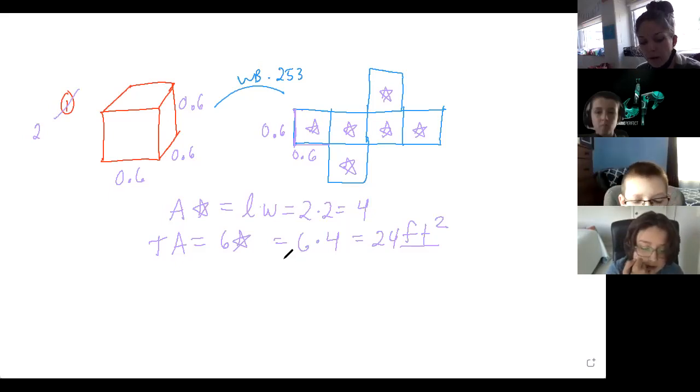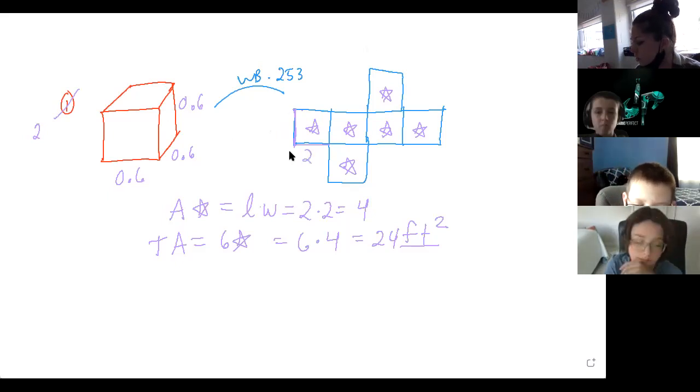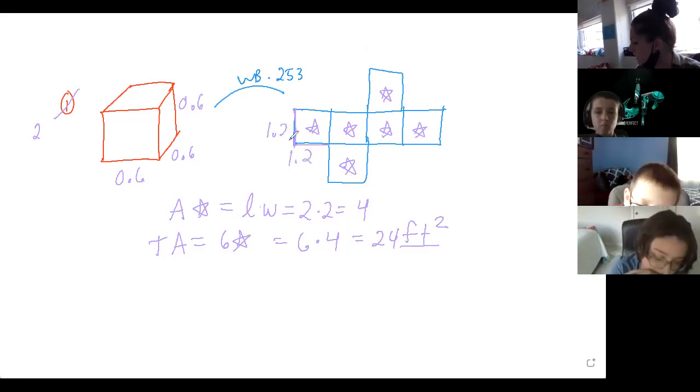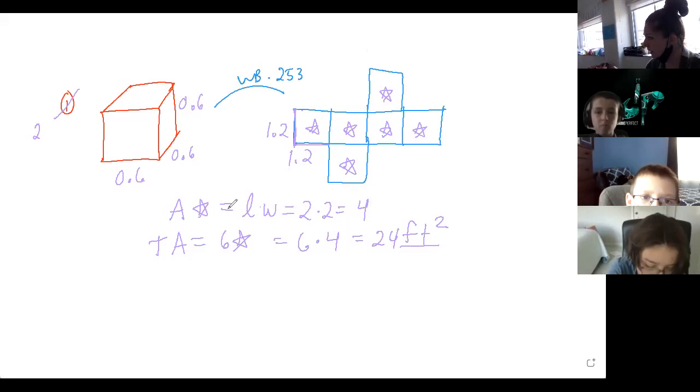Good? What about for number 5? What do the dimensions change to for number 5? They change to 1.2. So same exact procedure. It's a cube. Unroll it. Find the area of 1 square. Apply it to the rest of them.